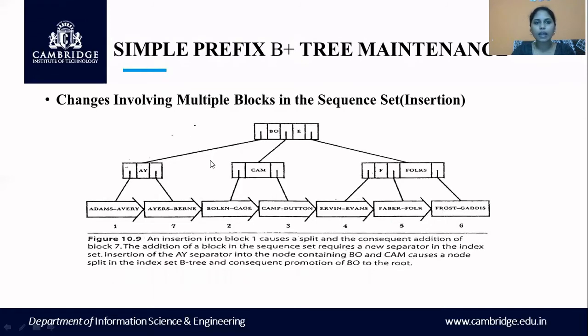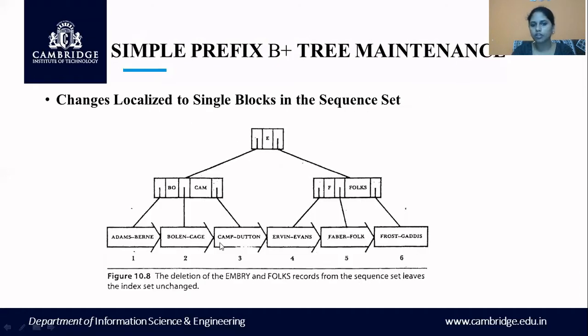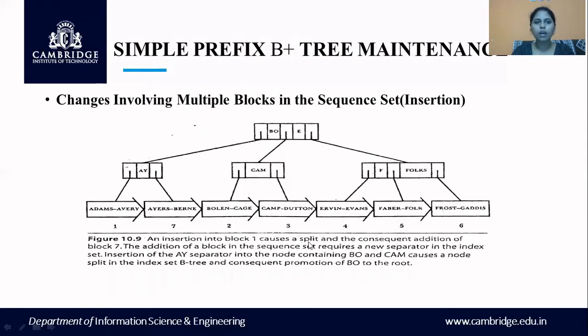The second type of maintenance is changes involving multiple blocks in the sequence set. So here the deletion or the insertion was not causing the changes happening between the blocks. It was inside the blocks. But here, the second type of maintenance, what we are seeing is, it is involving multiple blocks in the sequence set. Now, the first case, what we are going to see is insertion. So when we are inserting a new record, how the changes involve multiple blocks.